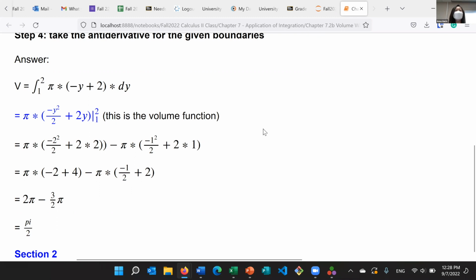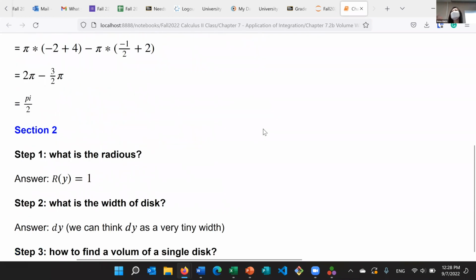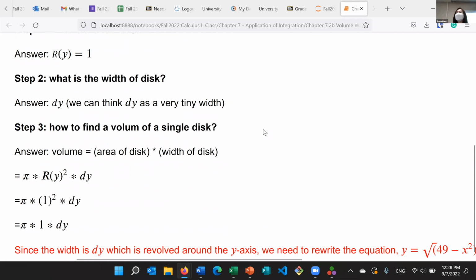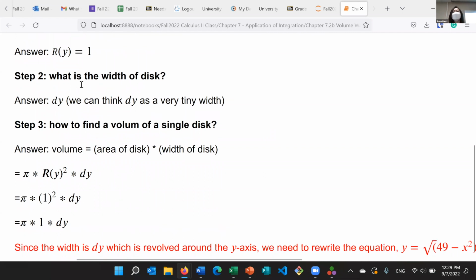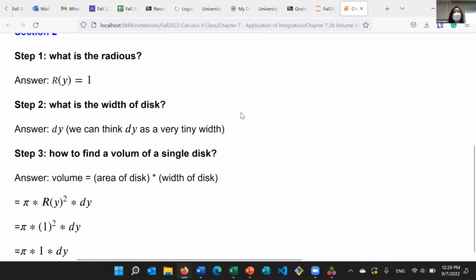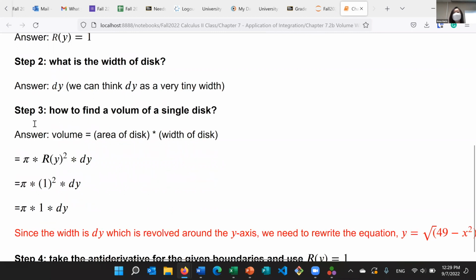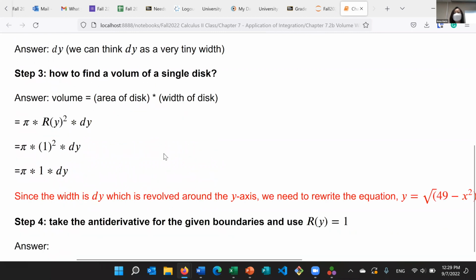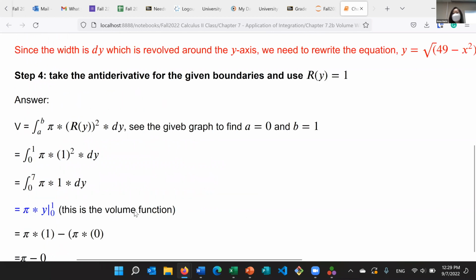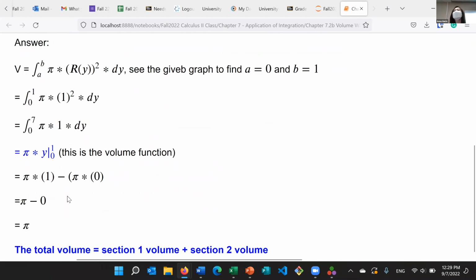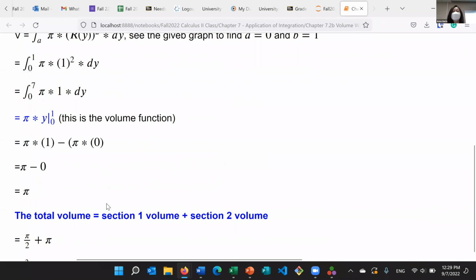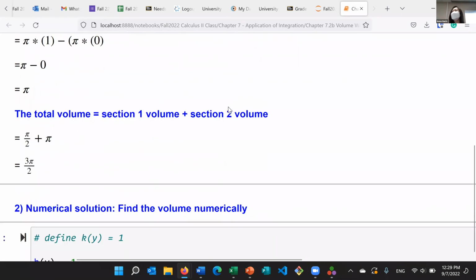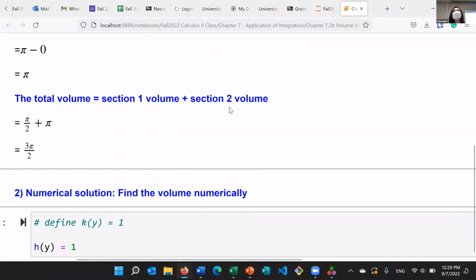The second section is the easy part. The second section is simply one big disk, right? So what is your disk radius? 1. And then you plug it in your formula, and just like before, you get just pi. So what is your total volume? You add both of them, right? Volume from section 1 and section 2, you add up together, you get 3 pi over 2. That's what we have. So that is 7.2.